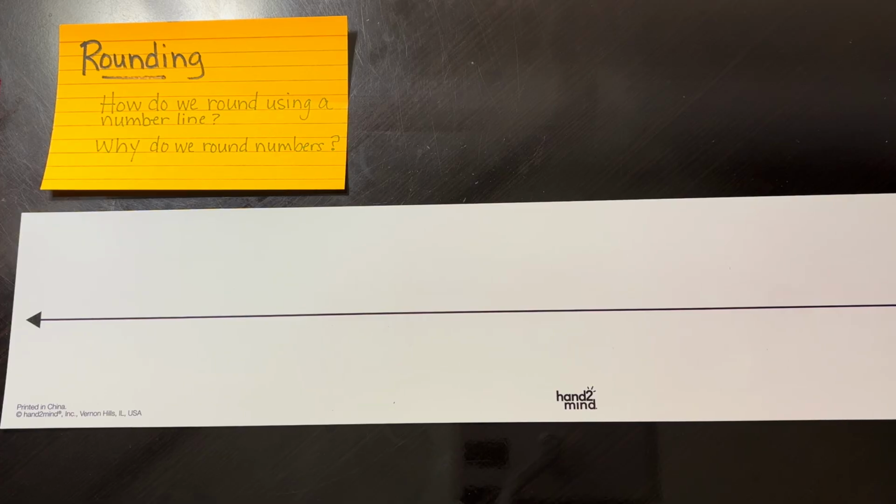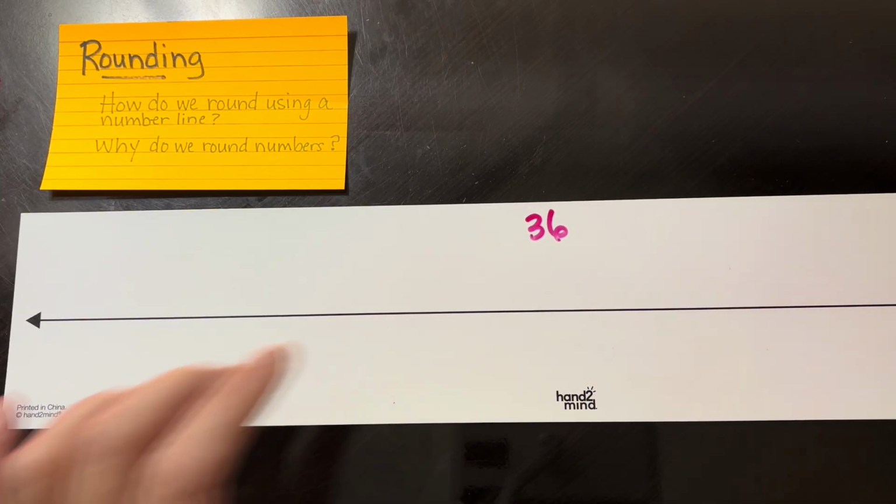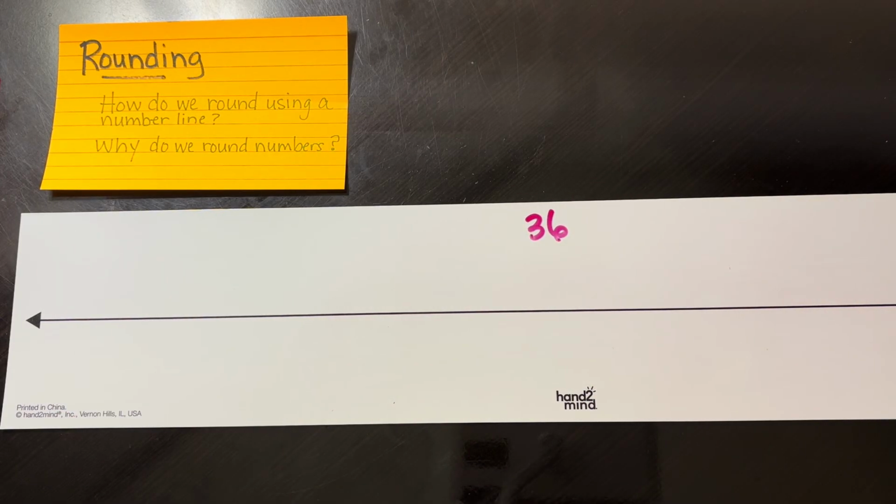All right, so let's begin with, say, a small number like 36. Our students already know that this number is one more than 35. It's one less than 37. They learned that in kindergarten. Kindergarten students also learned how to skip count by 10 and then perfected that in first grade. And that's going to come in handy when we begin to round.